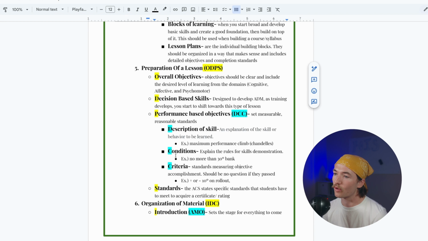The C is going to be for conditions, explain the rules for skills demonstration. So example, you have to do no more than 30-degree bank. That is the conditions that need to be met for your chandelle. And then C is your criteria. So standards measuring the objective's accomplishment. So this should be no question if they passed or not. For example, we have the plus or minus 10 degrees on the rollout. Were they within plus or minus 10 degrees on the rollout? Yes or no? There's no question on if they passed that criteria.